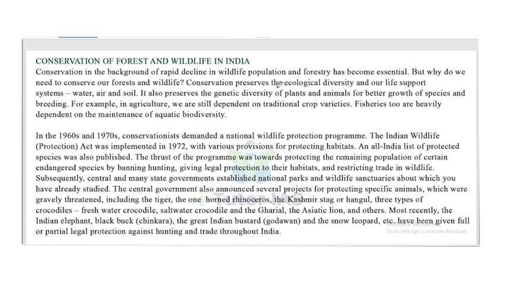Conservation preserves the ecological diversity and our life support systems, that is water, air and soil. If we want to live, we need life support systems like water, air and soil, so it is essential to conserve them. It also preserves the genetic diversity of plants and animals for better growth of species and breeding. For example, in agriculture, we are still dependent on traditional crop varieties. Fisheries too are heavily dependent on maintenance of aquatic biodiversity.